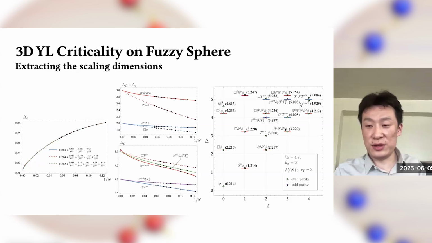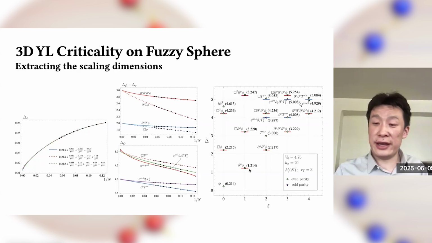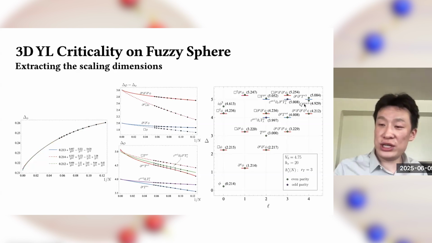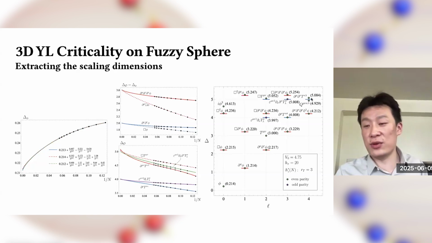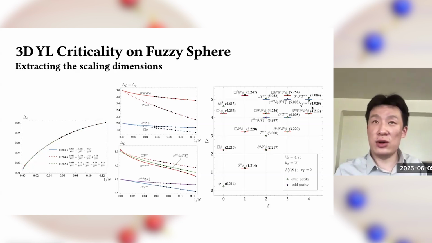So this is a plot of the spectrum after we do this kind of fit. Here we can identify 4 primaries: phi, the stress tensor, the phi cube operator, and the dimension 4, spin 4 primary Q, which, from the look of this plot, you can see might have a little bit more error. But from our determination, we can roughly say that the scaling dimension is around 4.9.